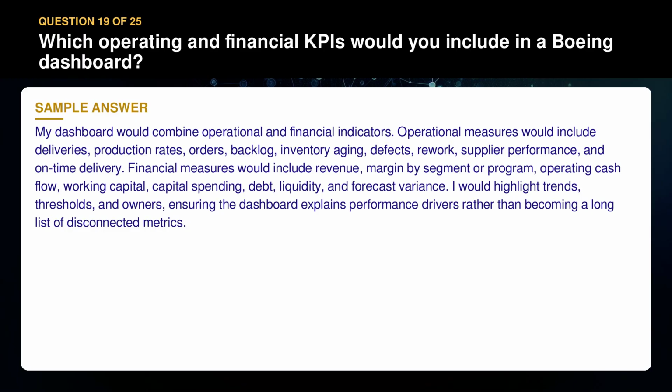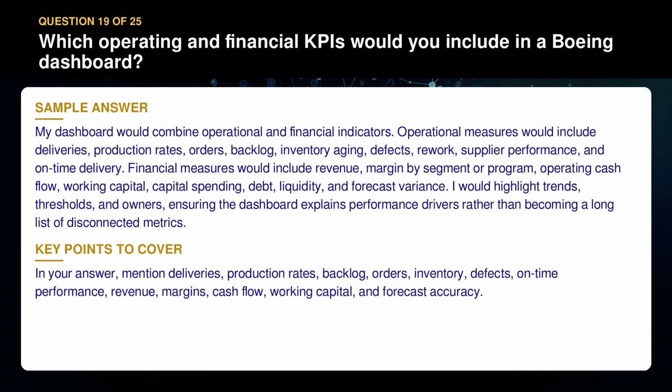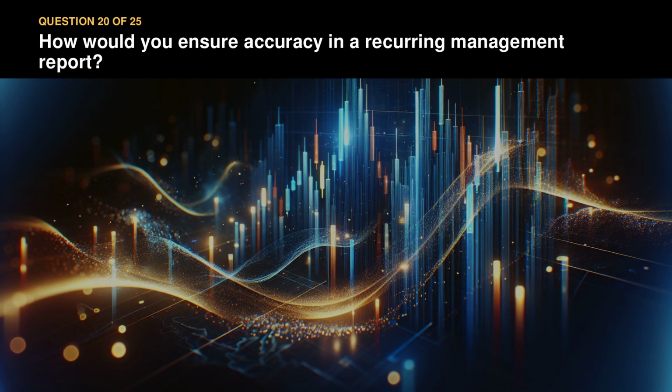I would highlight trends, thresholds, and owners, ensuring the dashboard explains performance drivers rather than becoming a long list of disconnected metrics. In your answer, mention deliveries, production rates, backlog, orders, inventory, defects, on-time performance, revenue, margins, cash flow, working capital, and forecast accuracy. Question 20. How would you ensure accuracy in a recurring management report?